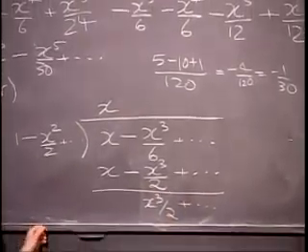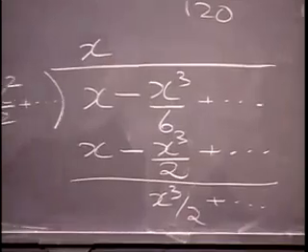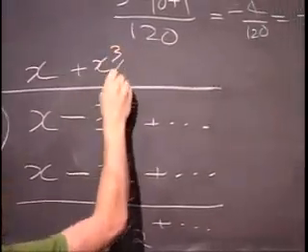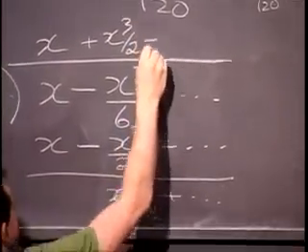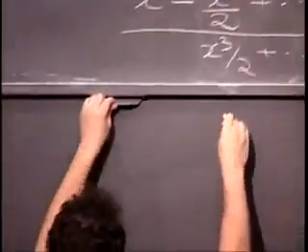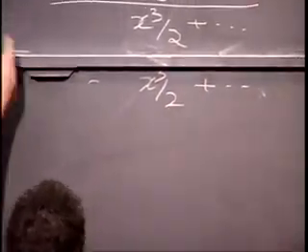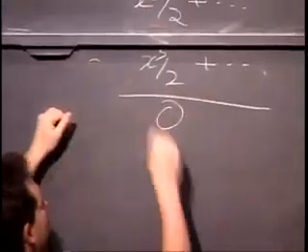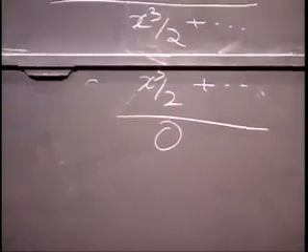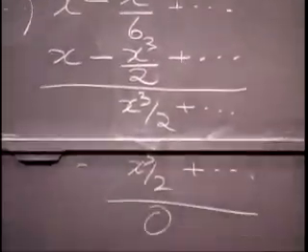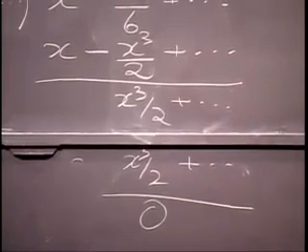So let's see. How many times does 1 go into x cubed over 2? Once. X cubed over 2. And if I multiply this out, I'm going to get x cubed over 2 plus higher order terms. Notice again, I'm not concerned about anything above degree 3, so I chop everything off and I'm down to 0. Of course, there's a huge remainder. It's all of the rest of the terms, but I don't really care what they are. So I've proved that tan x begins x plus x cubed over 2, and so on.